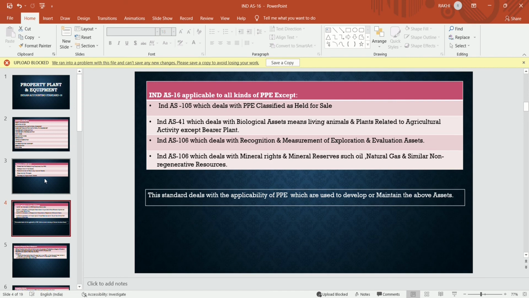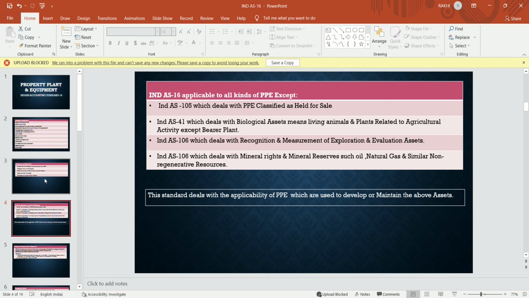Ind AS 16 is not applicable on measurement and recognition of exploration and evaluation assets, and also mineral rights and mineral reserves such as natural oil, gas, and similar non-regenerative resources. This standard deals with the applicability of PPE which are used to develop or maintain the above assets. Which means Ind AS 16 is not applicable to recognition and measurement of exploration and evaluation assets such as mineral rights, mineral resources like natural gas, oil, and non-regenerative resources.